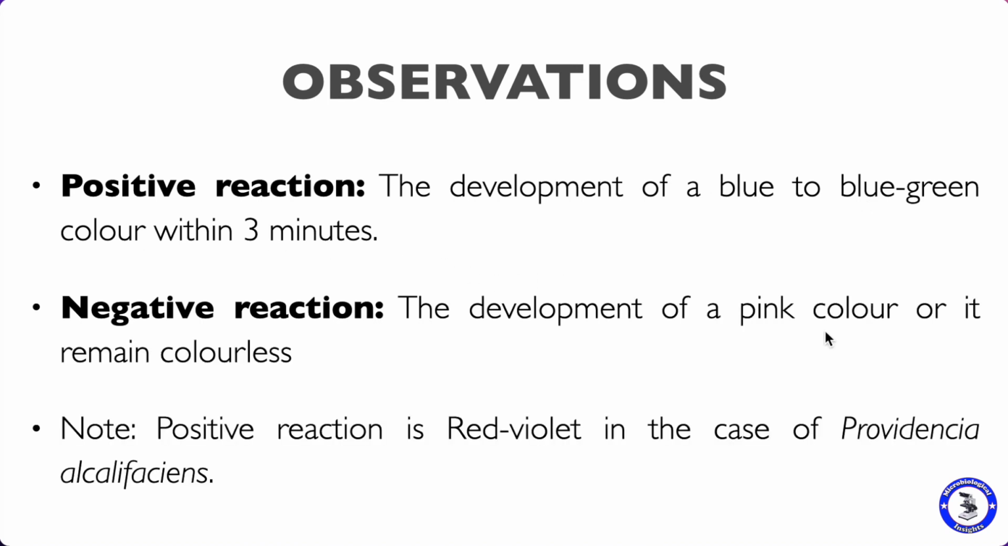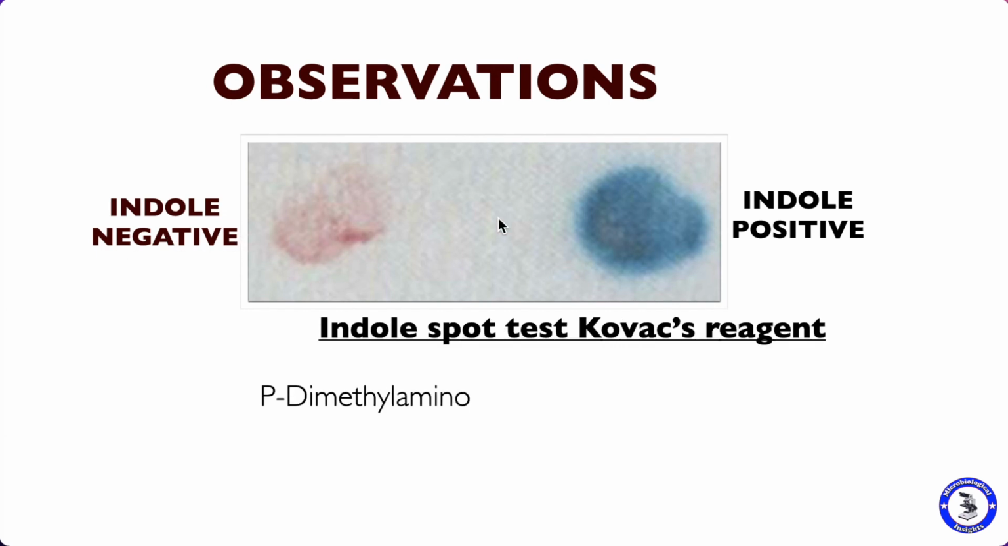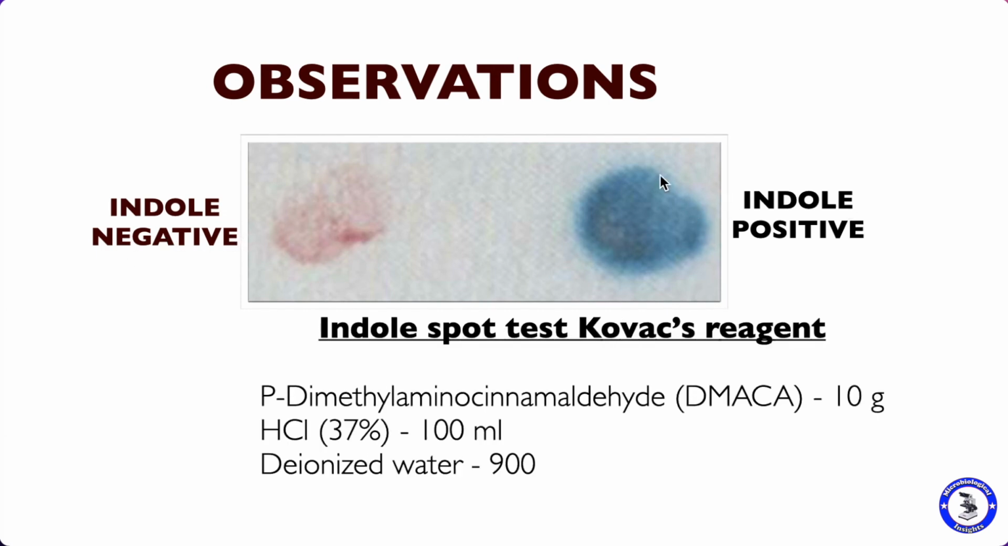Negative reaction means the development of pink color or it remains colorless. In the case of Providencia alcalifaciens, the positive reaction is the formation of red-violet color. This is indole negative, the formation of pink color. Indole positive means the formation of blue color or blue-green color. This is the spot test Kovac's reagent: para-dimethylaminocinnamaldehyde, hydrochloric acid, deionized water.